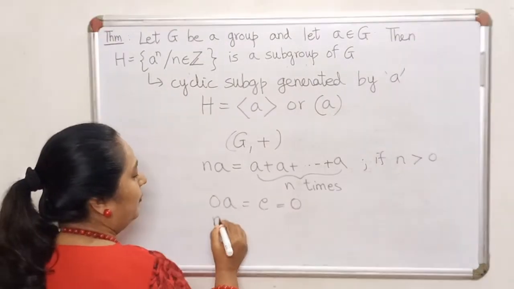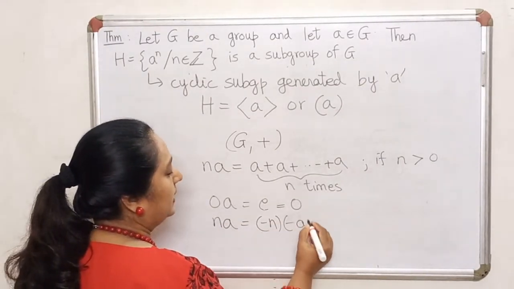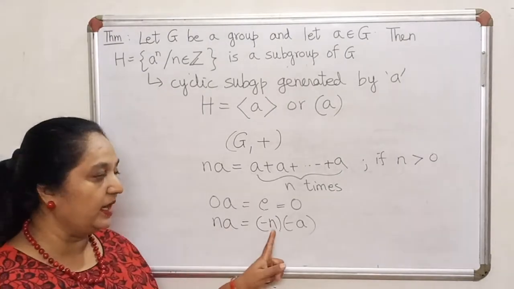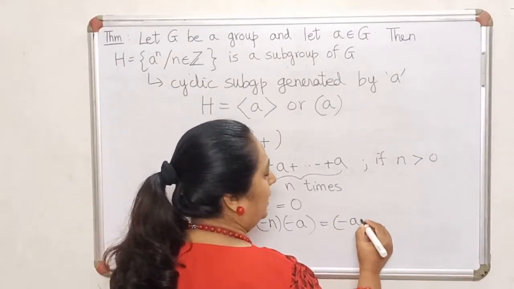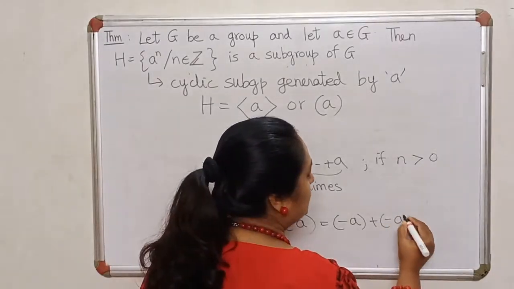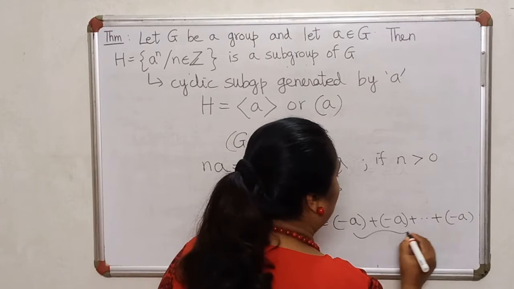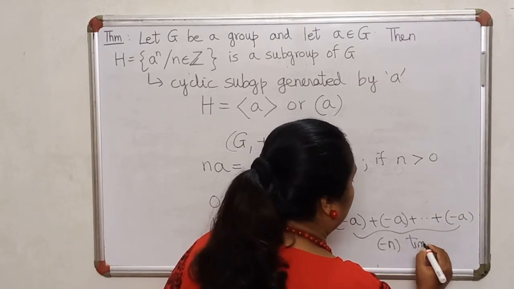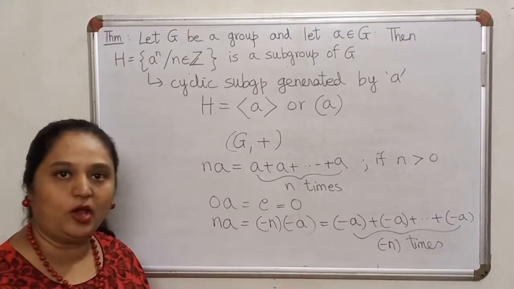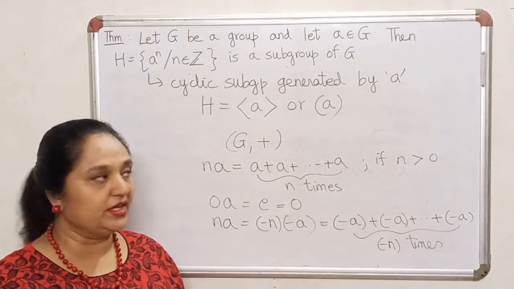And if n is negative, then we define it as minus n times minus A. If n is negative, minus n will be positive. So this would actually be minus A plus minus A plus minus A. So minus A is added to itself minus n times, and it makes sense to call it minus n times because minus n is now a positive integer.